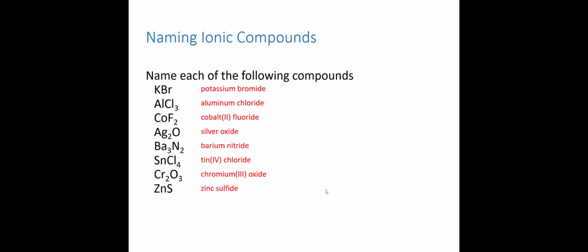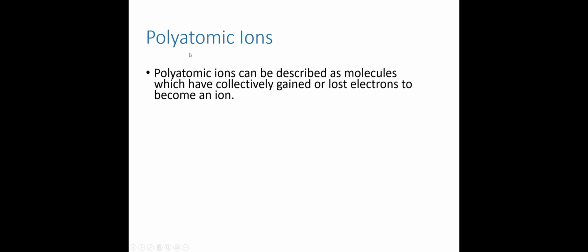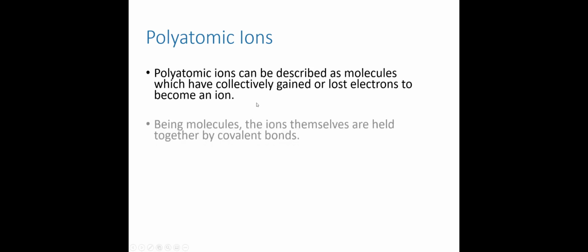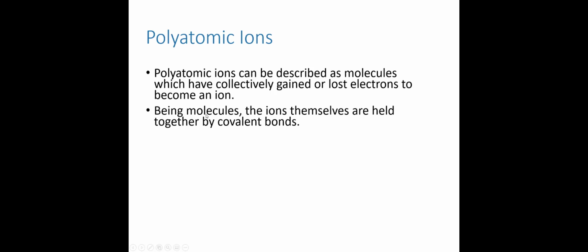Now we're going to extend this a bit further. We're going to now add to this what we call the polyatomic ions. So polyatomic ions are molecules that have gained or lost electrons at some point. Since they are molecules, we're going to find out that these whole structures are actually held together by covalent bonds, and we will talk about covalent bonds in a moment.